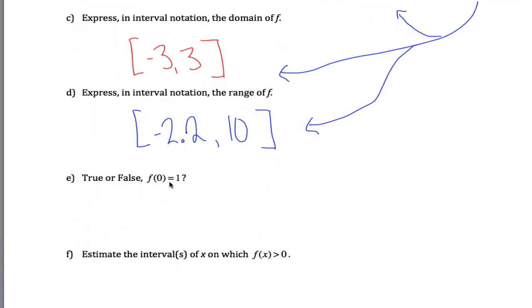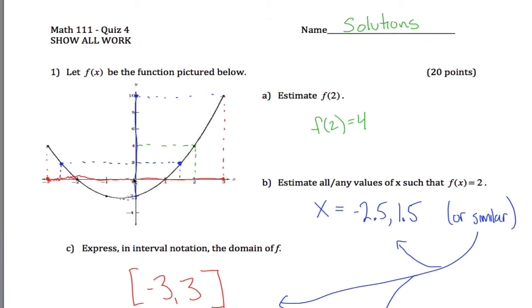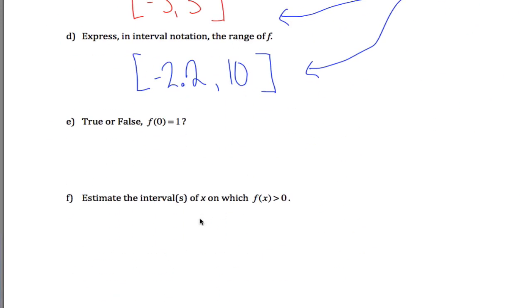True or false? f of 0 equals 1. What this is asking is when the x value equals 0, is it true that the height is equal to 1? Well, let's see. x equals 0 right here. The height looks to me to be -2. I would say that's false. Maybe even parenthetically, f of 0 equals -2.